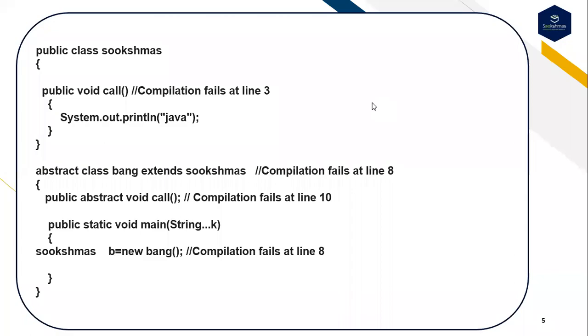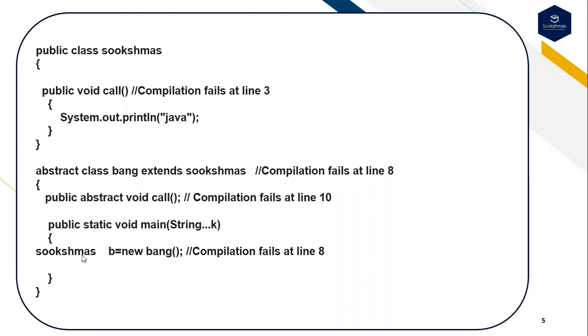There's a fourth question, guys. Public class Ukshmas, public void call, and System.out.println of Java. Here I'm telling compilation fails at line number 3, and this is abstract class Bangalore that extends from the base class Ukshmas. Here also compilation fails at line number 8, public abstract void call, an abstract method. And here also compilation fails at line 10, public static void main.